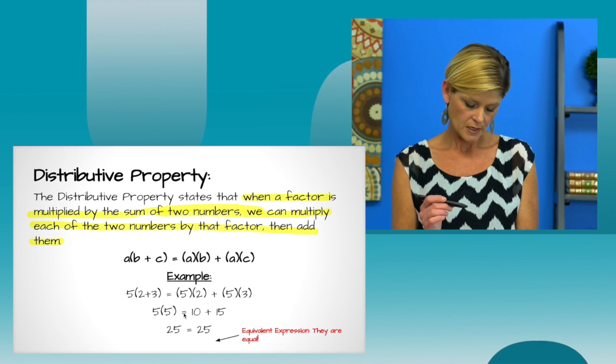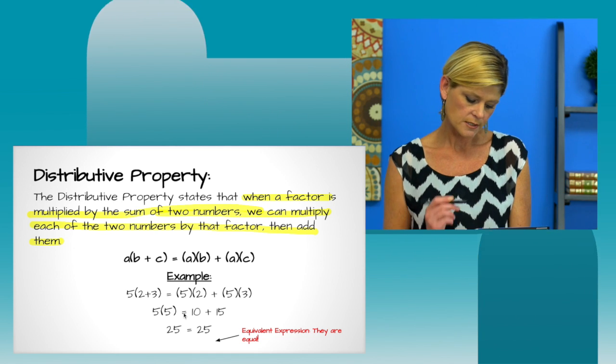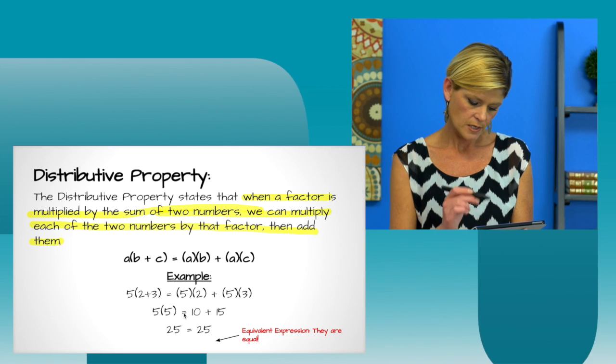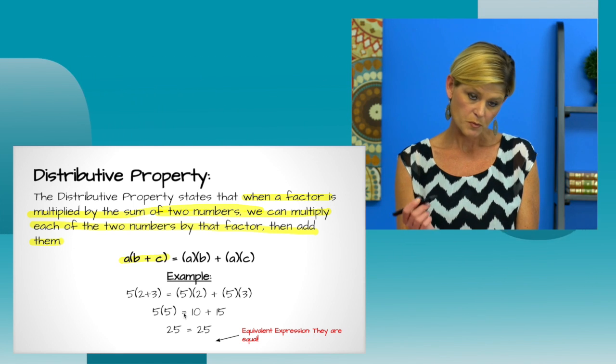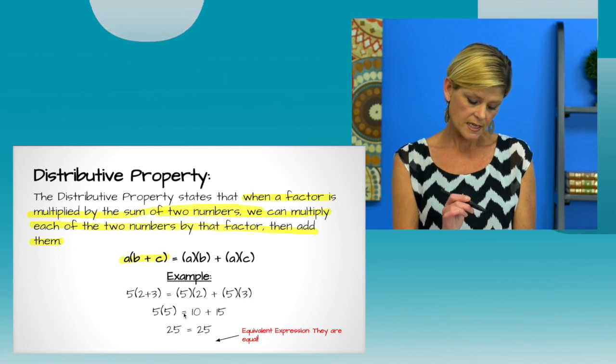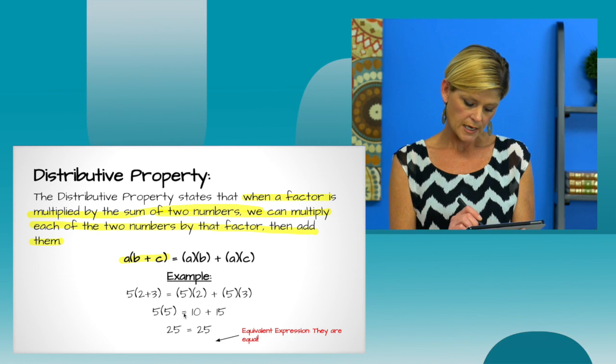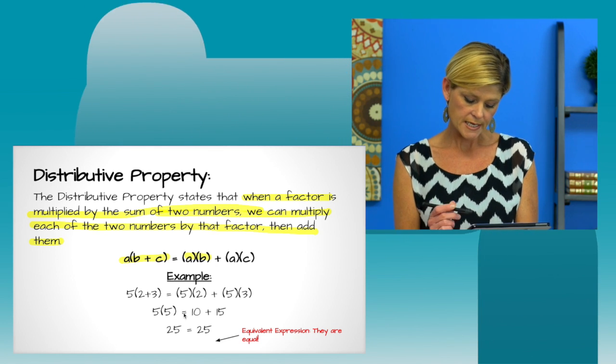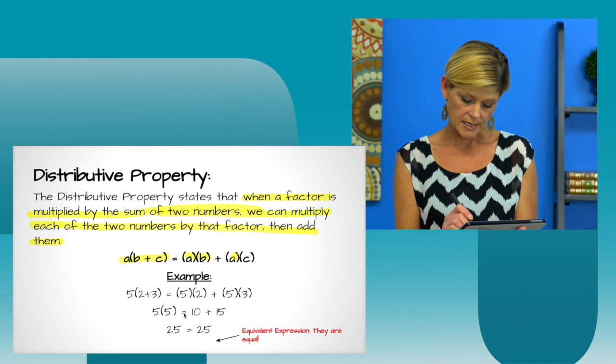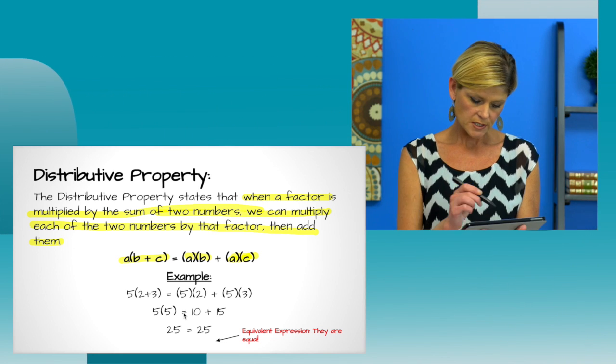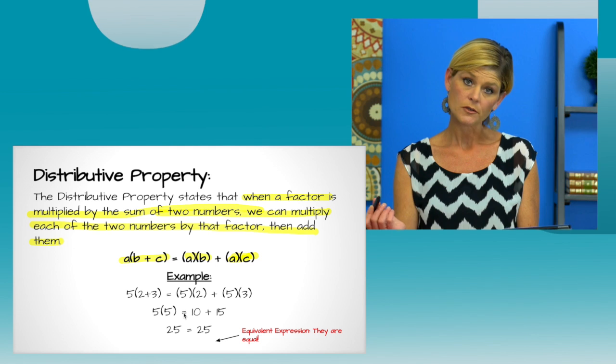So let's do that. The distributive property tells us that if we have A times B plus C, it is the same as if I multiply A times B and then add it to the product of A times C. So let's take a look at this with actual real numbers.